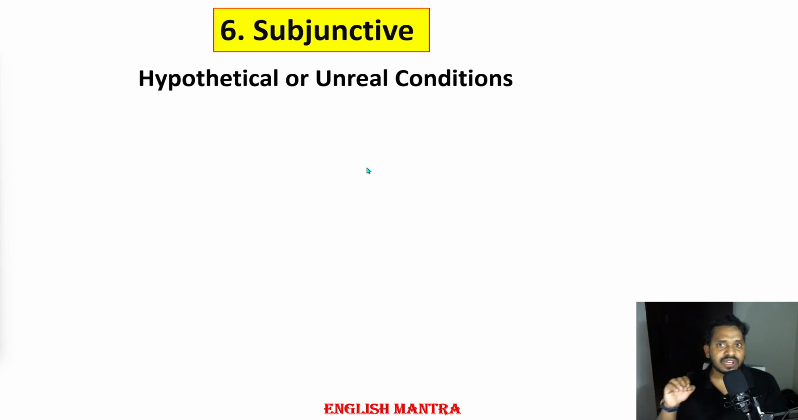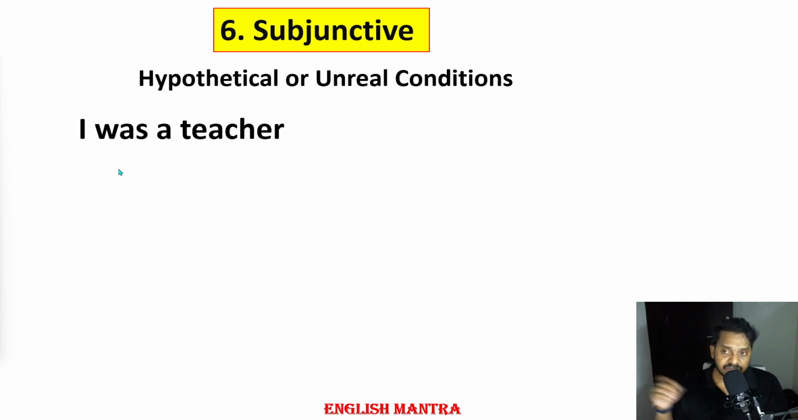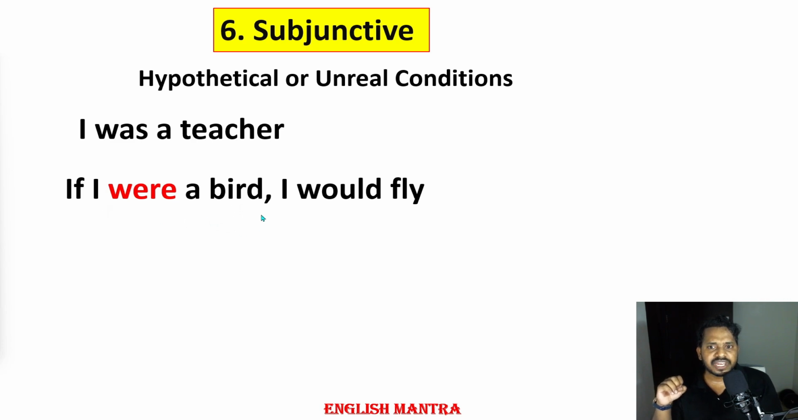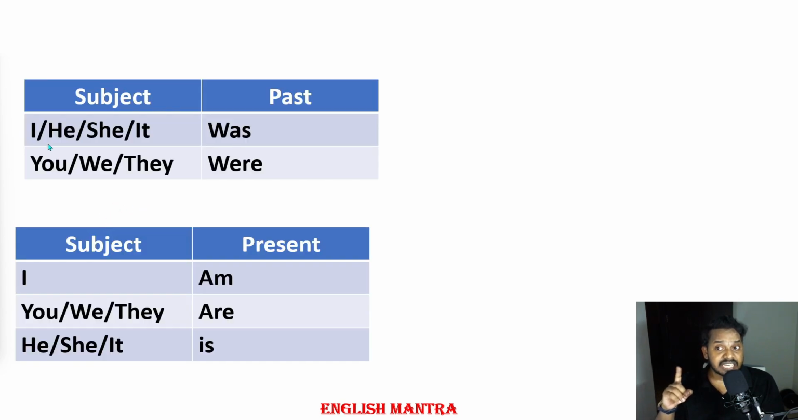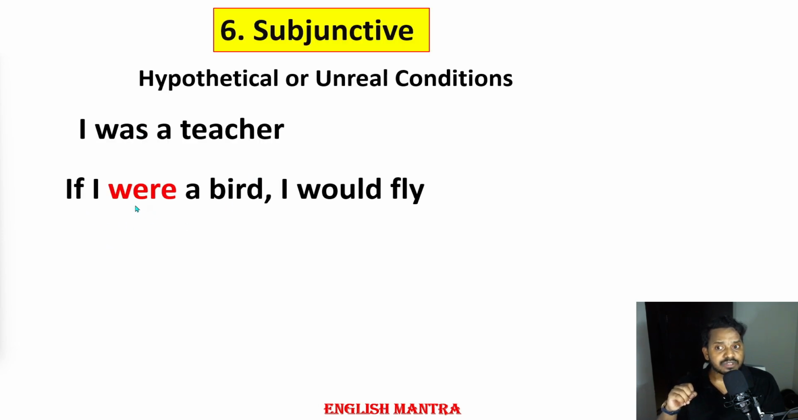Okay. Now let's see how these be forms are used in subjunctive or hypothetical or unreal conditions. See, generally if the subject is I and we are talking about any past, we say like this: I was a teacher. It means you were a teacher in the past. Okay, but what about this? If I were a bird, I would fly. Okay, you might have seen this sentence, right? Why did we use were instead of was? What did I say? If the subject is I, he, she, it, for past we must use was, not were, right? But here instead of was I used were. Why? And here I am talking about either present or future.